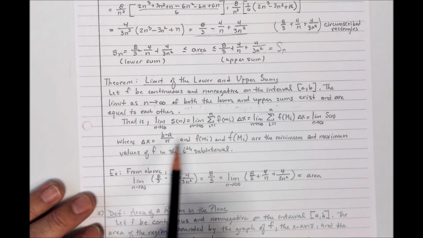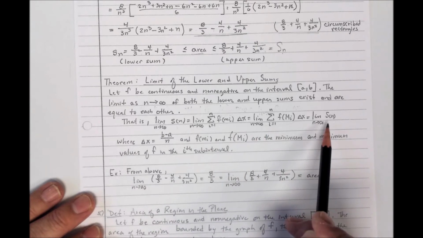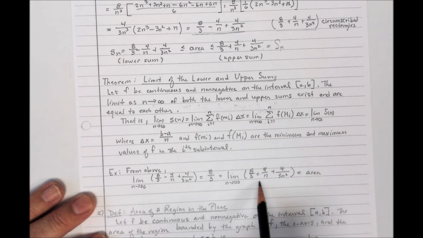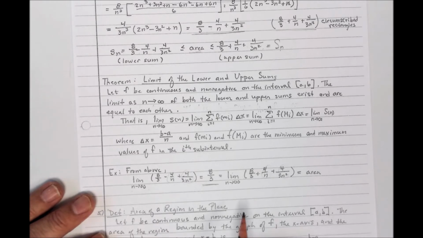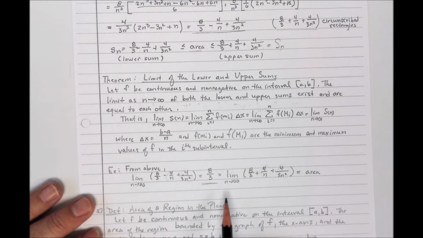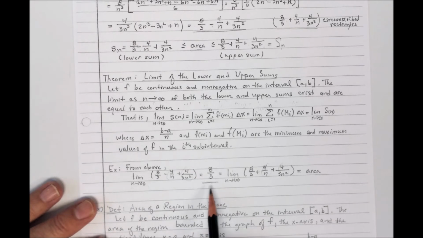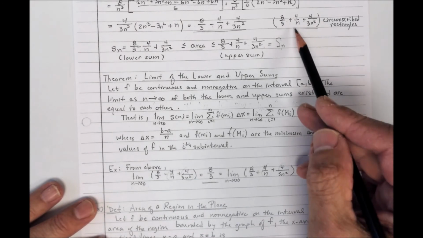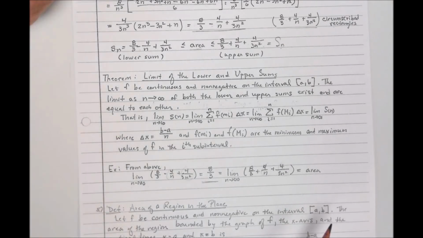And of course, all this notation I showed you before. So from above, if I take the limit of the lower sum, if I take the limit of the upper sum, as n goes to infinity, this goes to 0, this goes to 0, this goes to 0, this goes to 0, I get 8/3. That's my actual area, 8/3 square units. And you have to kind of trust me on the circumscribed rectangles. I've done it before, I just didn't show you the work this time, so bear with me on that.